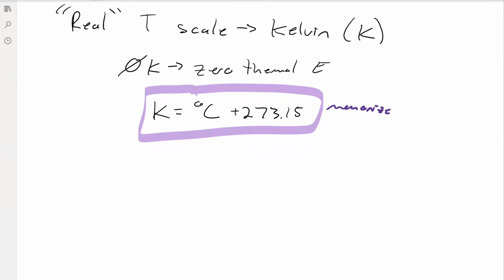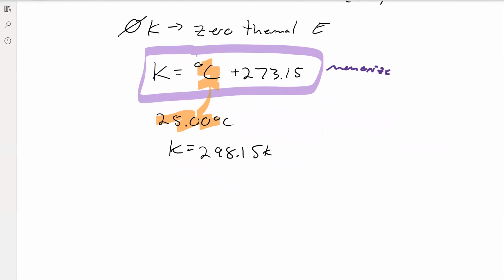So for example, if you had 25.00 degrees Celsius, you would plug that 25 in for this degree Celsius, and then you would convert it to Kelvin, and your Kelvin would be 298.15 Kelvin. Again, there's no degree symbol with the Kelvin. Note that because we're just adding a number, the delta T is the same for Kelvin and degrees Celsius.